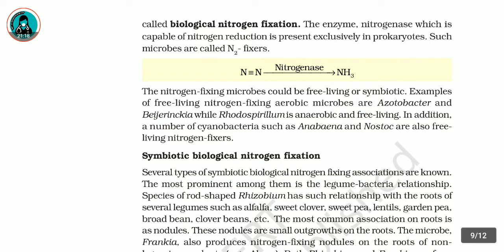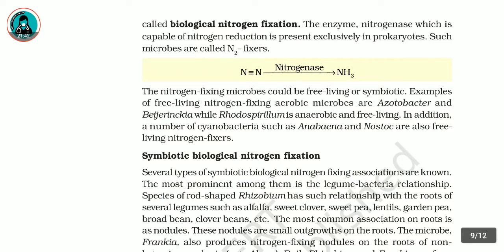Now, N≡N in the presence of nitrogenase forms NH3. The nitrogen fixing microbes could be free living or symbiotic. Examples of free living nitrogen fixing aerobic microbes are Azotobacter and Beijerinckia, while Rhodospirillum is anaerobic and free living. In addition, a number of cyanobacteria such as Anabaena and Nostoc are also free living nitrogen fixers.